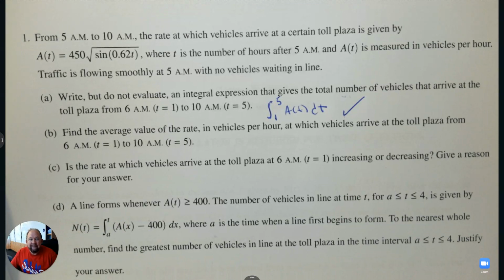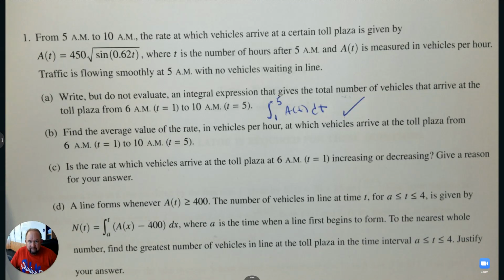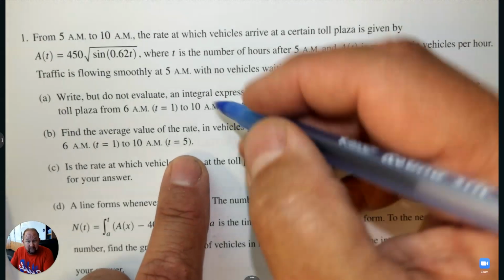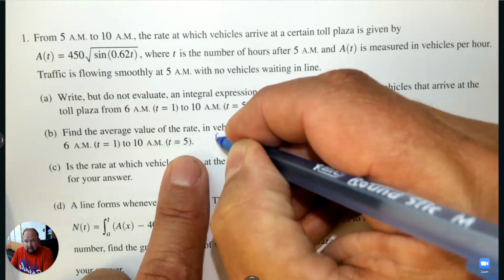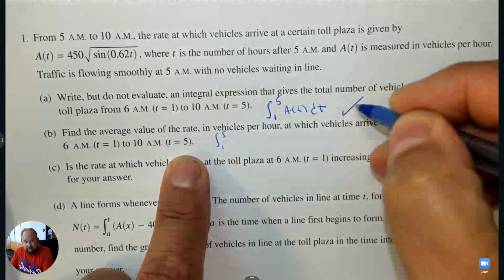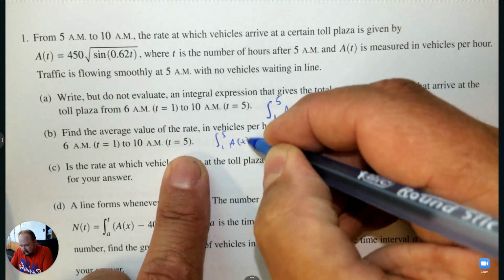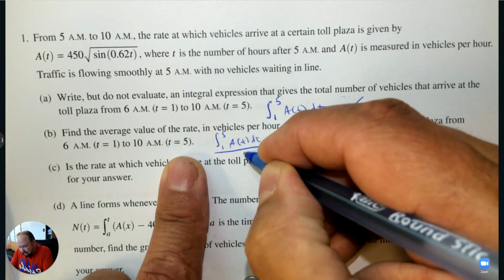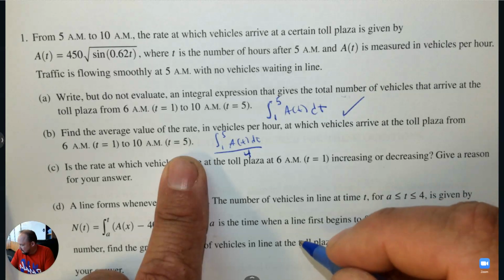Part B, find the average value. That again is an integration question. So again, we're going to integrate from 1 to 5, what we just did, A(t) dt, and then I'm going to divide by the difference of the bounds for average value.